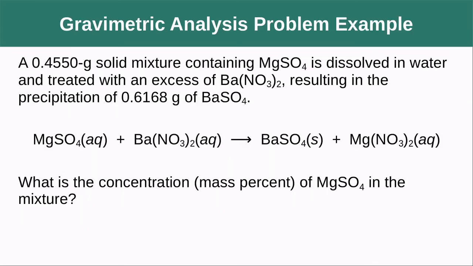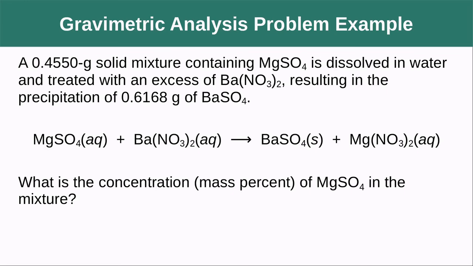Here we have an example. A 0.4550 gram solid mixture containing magnesium sulfate is dissolved in water and treated with an excess of barium nitrate. This results in the precipitation of 0.6168 grams of barium sulfate.